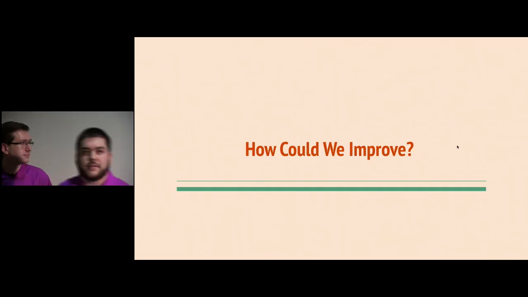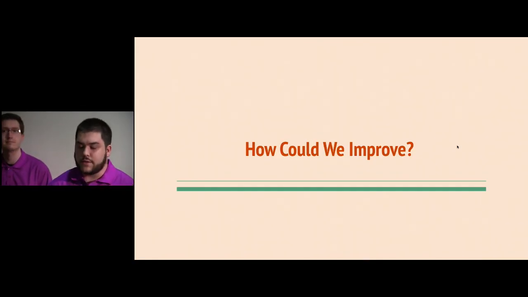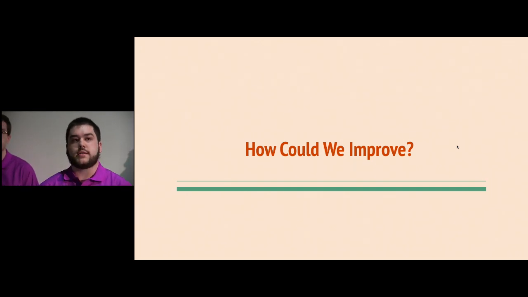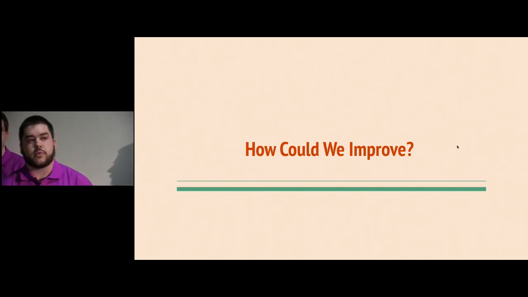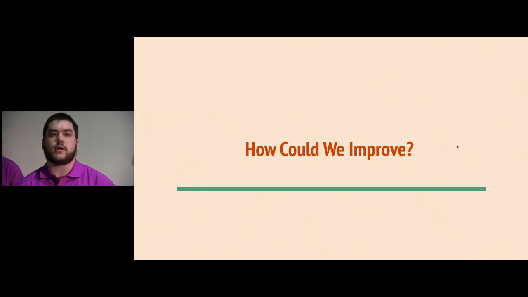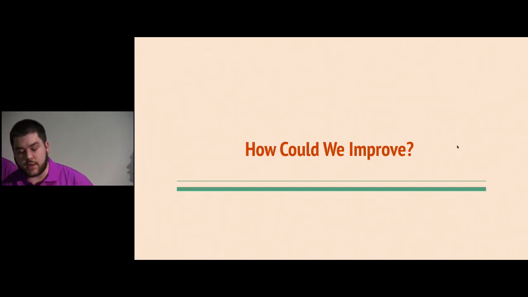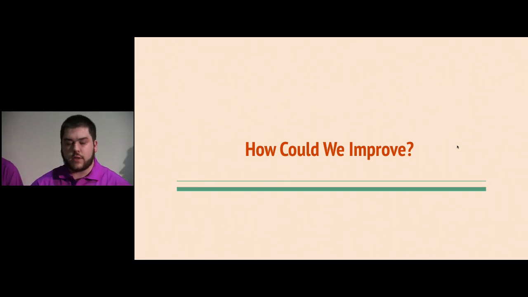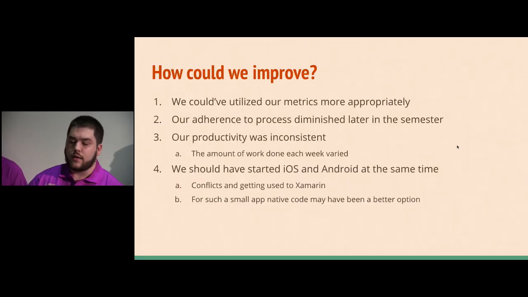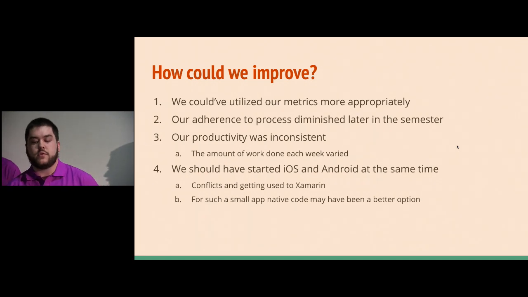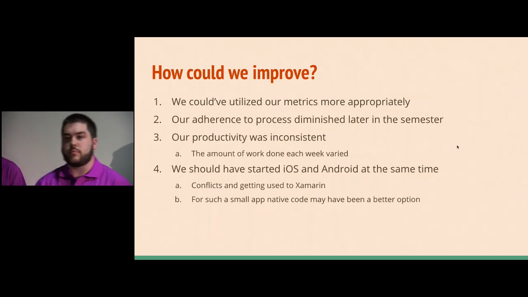All right, so not everything can go well, obviously. We did attempt to address everything we could during our process. As we keep saying, it's iterative, so every single sprint we were able to adjust and come back and improve. But looking back in hindsight, we can see a few different things that we probably could have improved on and done better. First of all, we could have utilized our metrics more appropriately.